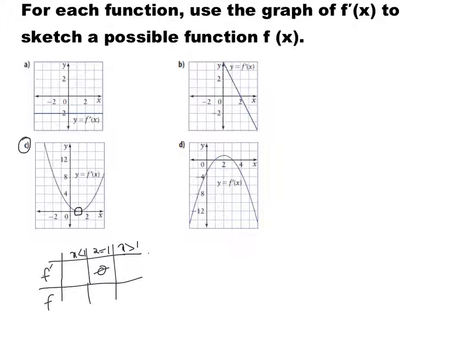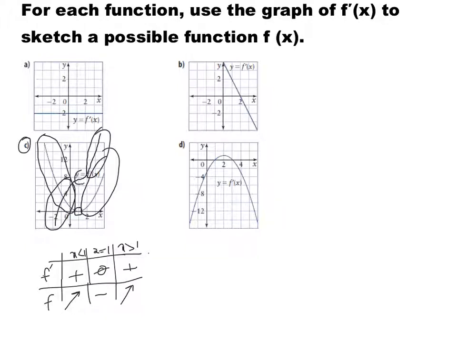When x is less than 1, you can see that the graph is positive, f prime is positive, and when x is greater than 1, also it's positive. So this becomes increasing, levels off, increasing. Now, the function f of x is going to look something like this one. You can see that it's increasing here, it's increasing here, and it's leveling off right here.